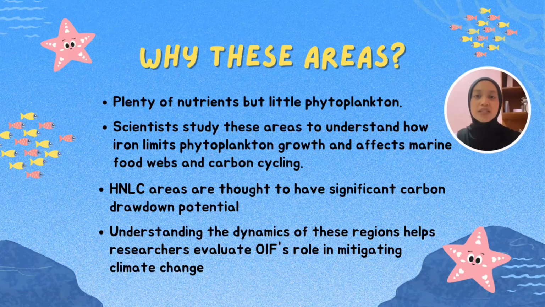So, why are these HNLC areas chosen? First, they have plenty of nutrients but very little phytoplankton, and that's mainly due to a lack of iron. Next, scientists study these areas to understand how iron limits phytoplankton growth and how that affects marine food webs and carbon cycling. Also, these regions are thought to have high carbon drawdown potential, making them important for evaluating how effective ocean iron fertilization could be in mitigating climate change.